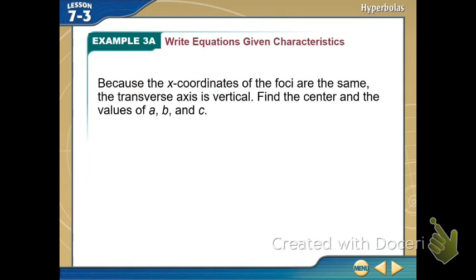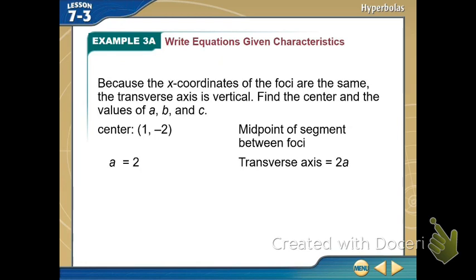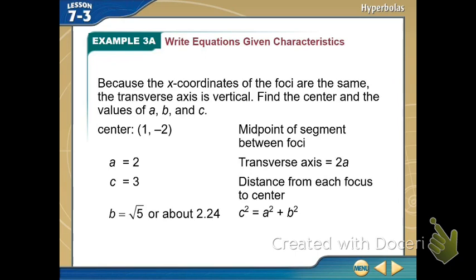So quick summary of what I did. I used the x-coordinates of the foci to recognize that this was vertical. And then I found the center by looking at the midpoint exactly between the foci. Then because they told me that the transverse axis was equal to 4, I concluded that I went up 2 and down 2. In other words, A was 2. I also knew that the distance from the center to the focus was 3, so that gave me C. And the last thing I did was I plugged C and A into the equation to find the focal length, and I solved for B, which was the square root of 5.